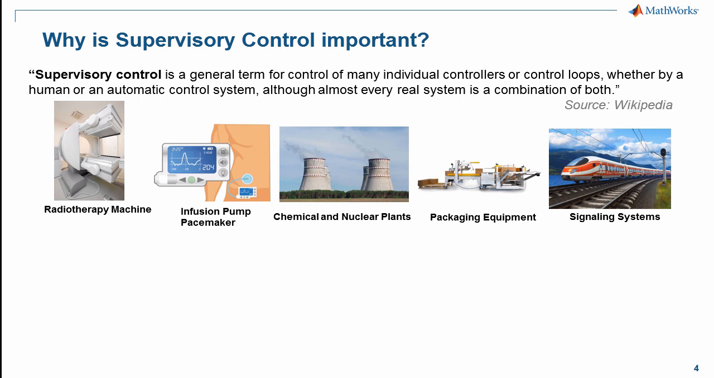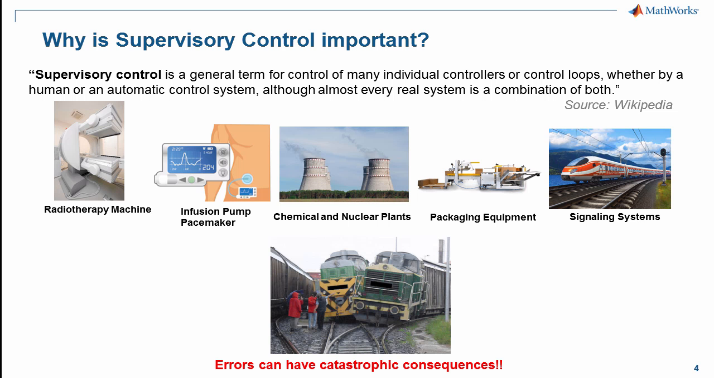Think about medical applications, plants, industrial and machinery, robotics, packaging equipment, or in the transportation industry. Look at a signaling system. They all contain some sort of logic to shut down the device and make sure that it is running properly, so that you're actually not damaging equipment, or even worse, not causing damage to human life around you. When things go wrong with supervisory control, they generally have very catastrophic consequences.